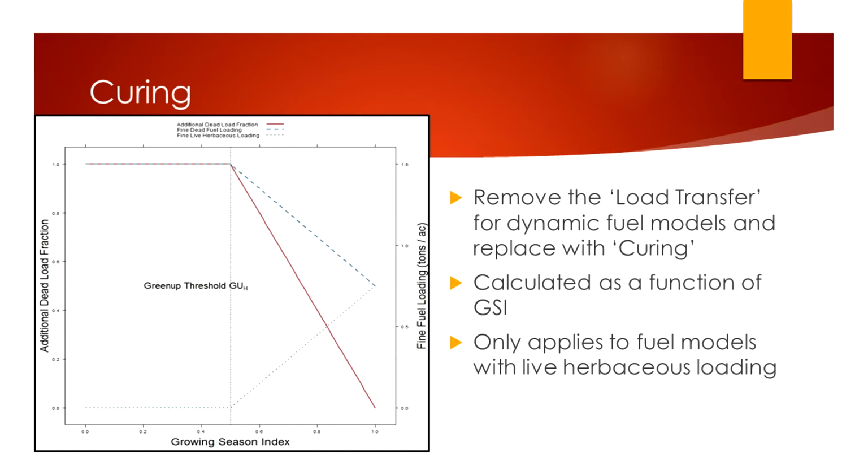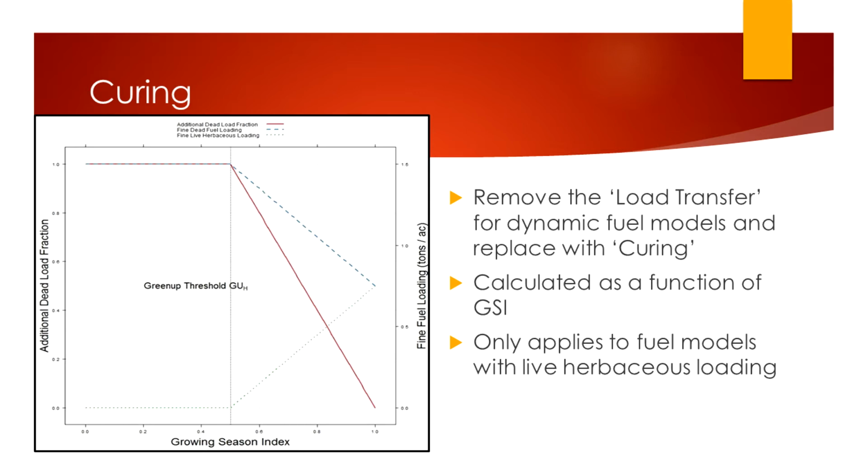So when you're fully cured, all the loading that would have been in the live herbaceous category just gets added to the 1 hour. And then as you green up, some of that fuel gets taken out and made green in the model until you reach GSI 1.0, which is fully happy plants, and you're at the maximum loading of live fuels. And that can move back and forth throughout the season based on GSI.